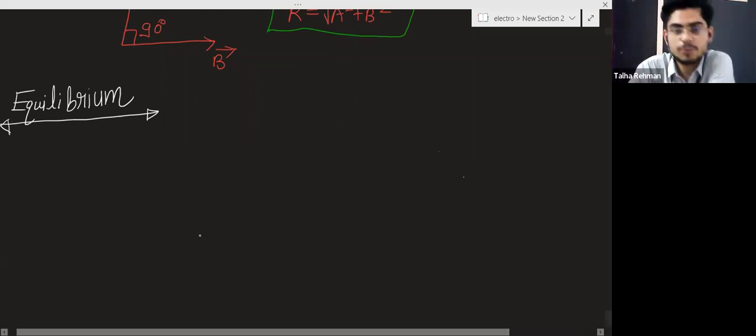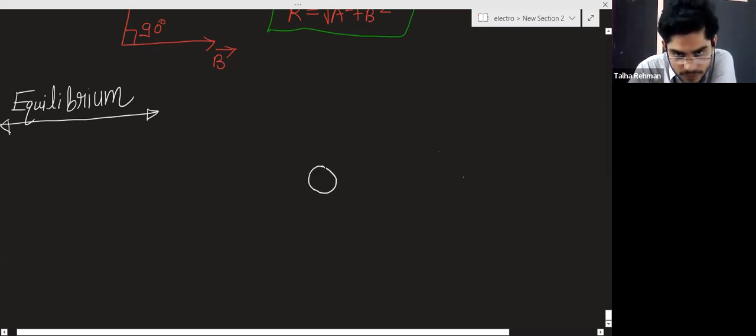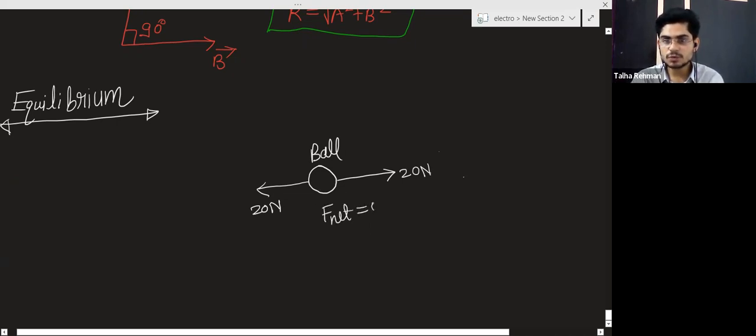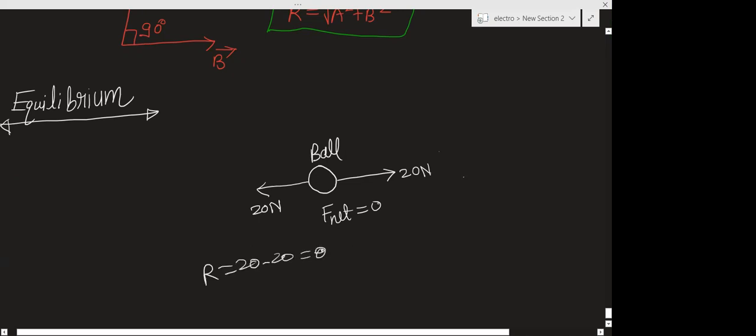So for equilibrium, suppose here is a ball, like a football, you can say. And someone is pushing this football with 20 Newton force, and another person is applying the force in this direction of 20 Newton. What will happen? This ball will not move. Means net force on this ball is zero. Why? Because these are two vectors and these two vectors are in opposite direction. So resultant will be 20 minus 20. Zero. That's why net force is zero.